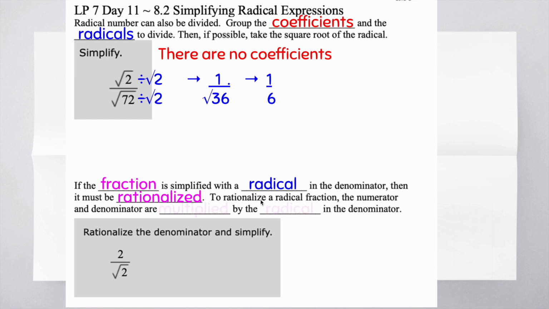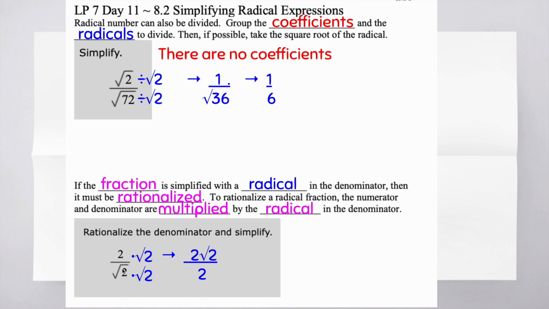To rationalize a fraction, the numerator and the denominator are multiplied by the radical in the denominator. Think of it a little bit like improper and proper fractions. We're basically just making it proper. It's just fixing it so that we don't have the radical in the denominator. So I'm going to take that square root of 2 and multiply the bottom and the top, the denominator and the numerator. 2 times the square root of 2 is just 2 square root 2.